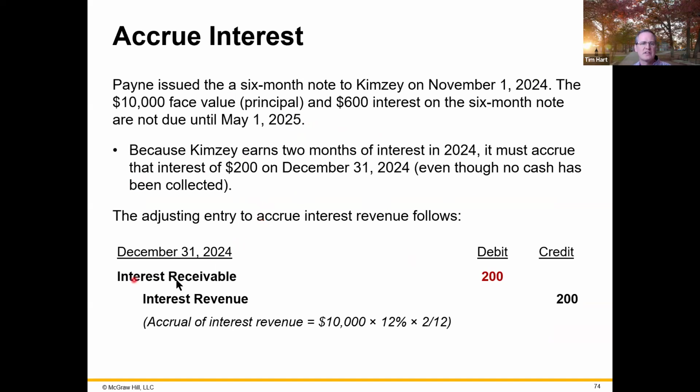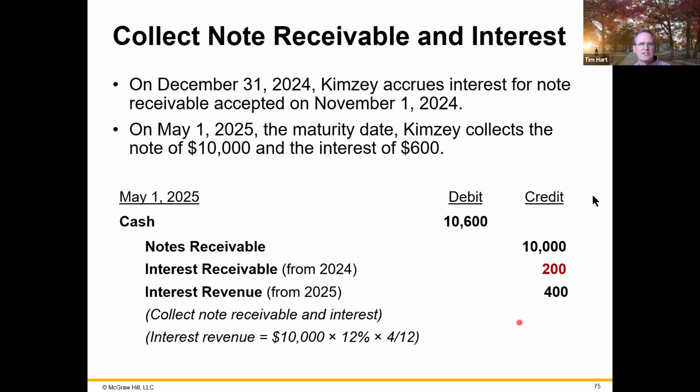Okay, yeah, so the adjusting entry here is interest receivable, 200, and interest revenue of 200, like we were just saying. That's the adjusting entry. And then when we collect all this, this should be August 1st. Boy, several typos here in the slide, sorry. Cash 10,600, note receivable is that original amount, 10,000. Interest receivable from the prior period, 200, and the interest revenue in the current period of 400, totaling 10,600.